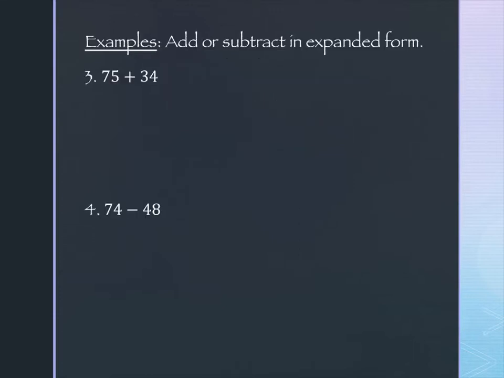So this one says to add or subtract in expanded form. Expanded form means writing each of these in its place value. In other words, instead of writing 75, we're writing 7 times 10 plus 5 times 1. Or more specifically, right, what we just did a moment ago, 7 times 10 to the first and 5 times 10 to the 0. So we're writing each of them out in this expanded form notation.